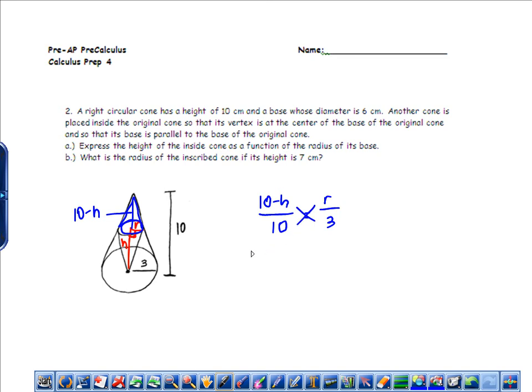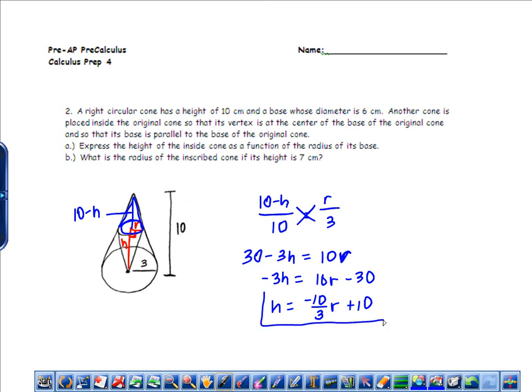So the way we do this, we cross multiply. So I'm going to go ahead and distribute that 3, and I'm going to get 30 minus 3h equals 10r. I'm going to say that this is negative 3h is equal to 10r minus 30. And this r kind of looks like a v, it's an r. And then I'm going to divide everything by negative 3. So my height ends up being negative 10 thirds times r plus 10. You could get a common denominator, but this is the answer to part A.